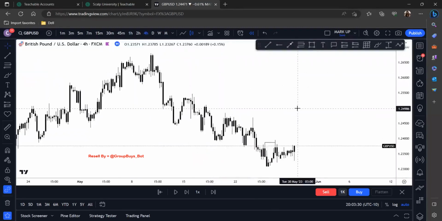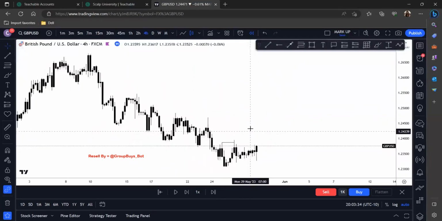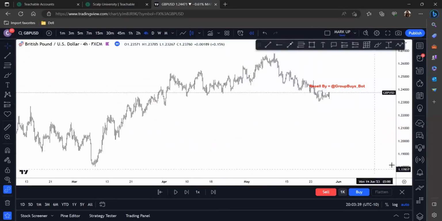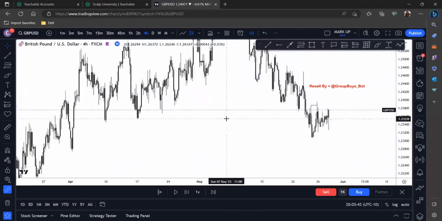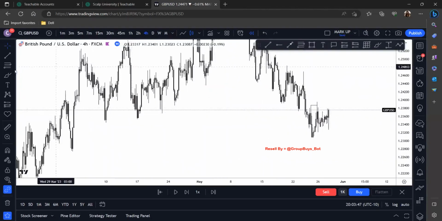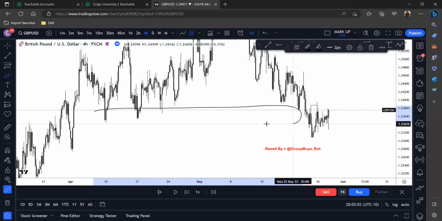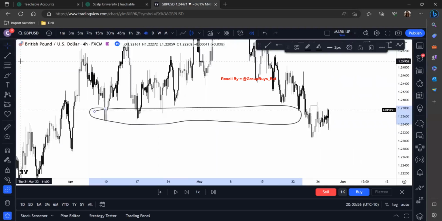This is where you can put the context together. When we look on the 4 hour and we zoom out, what do we see? We see this built up liquidity right here. All of this is built up liquidity. And remember, I told you guys, entry will be just below liquidity and just above it.